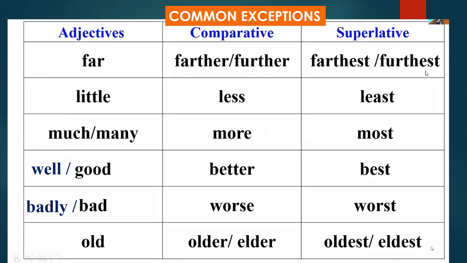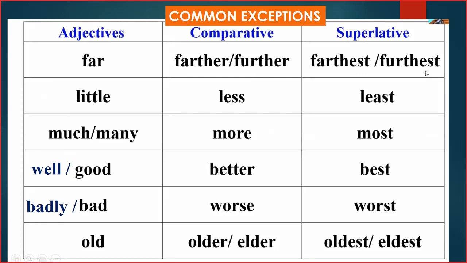Tương tự, các tính từ như là little, much, many, well, good, badly, bad, old ở dạng so sánh hơn sẽ lần lượt là less, more, better, worse, older or elder. Ở dạng so sánh nhất sẽ chuyển thành lần lượt là least, most, best, worst, oldest or eldest. Now you pause the video and write down on your notebook.